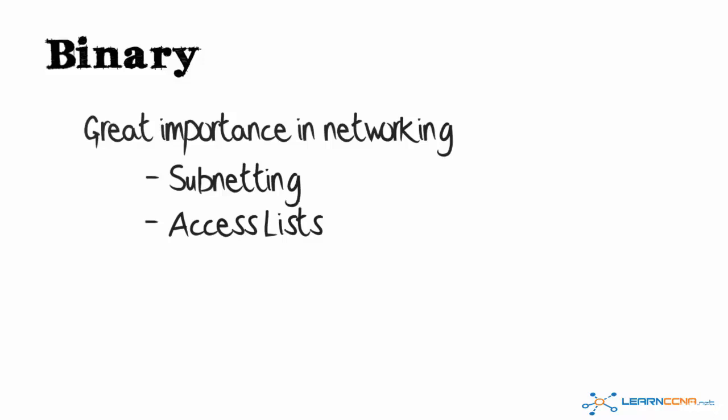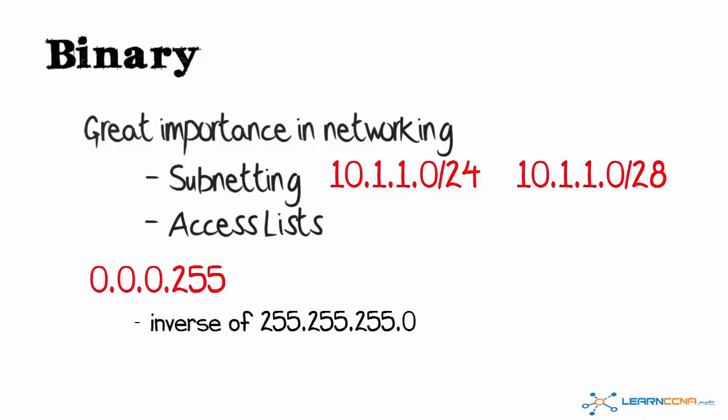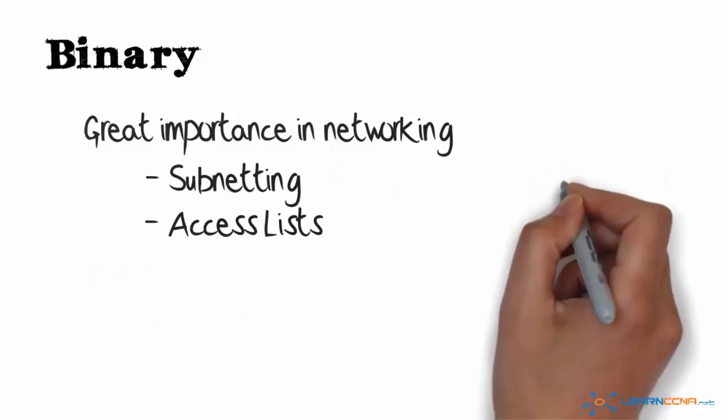As an example, you may have a subnet of 10.1.1.0/24, and you may need to subnet that again to 10.1.1.0/28. Without a good understanding of binary, it'll be very difficult to do subnetting or to work with access control lists which use inverse masks. So 0.0.0.255 is the inverse of 255.255.255.0. Once again, without a fundamental understanding of binary, it'll be very difficult to do both subnetting and access lists and various other tasks in networking.